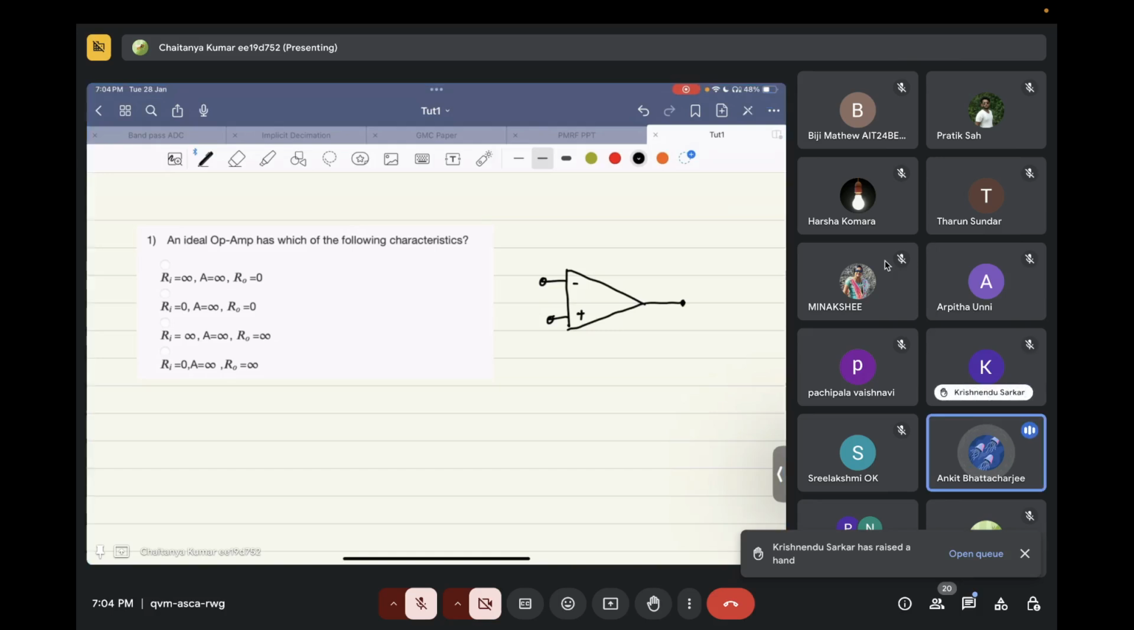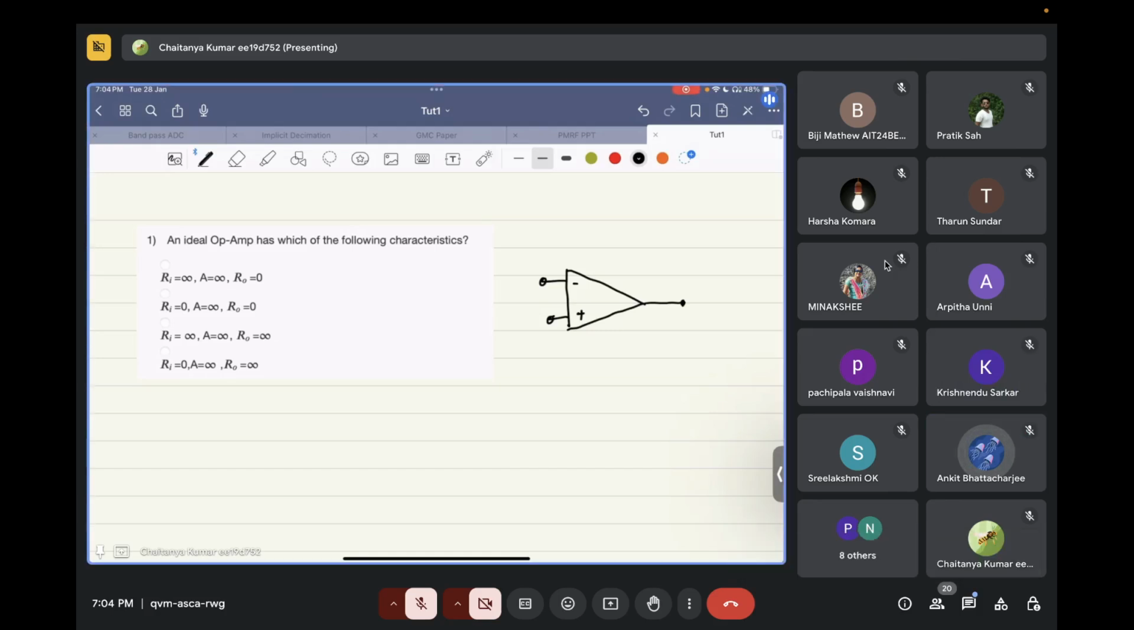Infinity. Okay, the input resistance should be infinity. What should be your output resistance? Should be zero. Zero. And what about the gain? Infinity. Again, infinity. So output resistance zero, gain infinity, and input resistance infinity. So option one is the correct one.